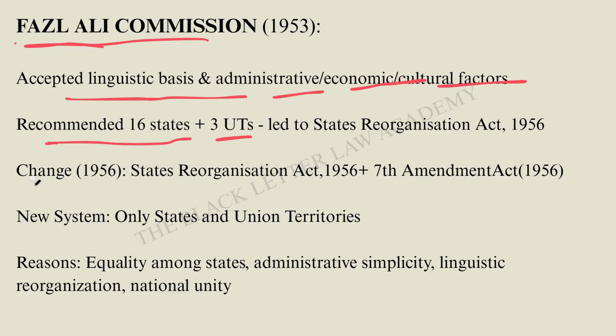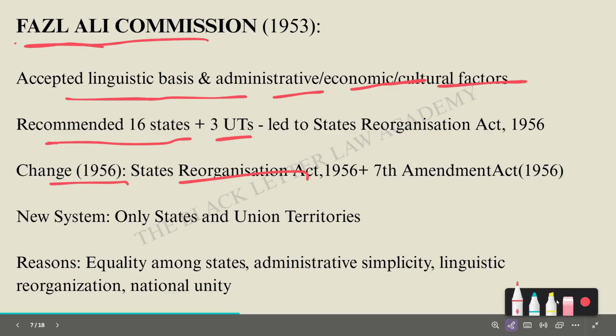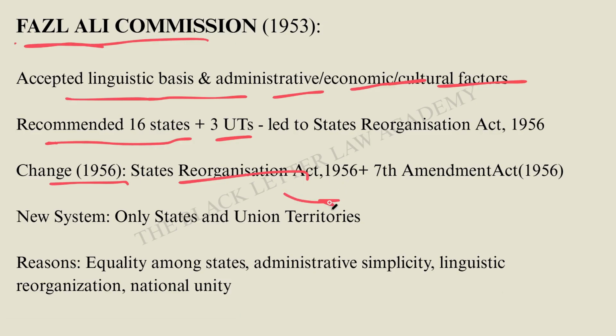These recommendations led to a major constitutional change in 1956 through the States Reorganisation Act 1956 and the 7th Constitutional Amendment Act 1956. After the States Reorganisation Act 1956, India was reorganized into 14 states and 6 union territories, a significant restructuring along linguistic lines that also abolished the old Part A, Part B, Part C and Part D state categories, establishing a new framework of states and union territories.